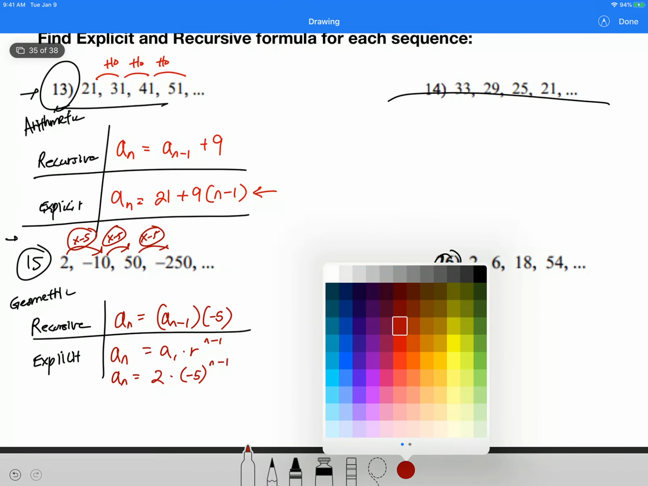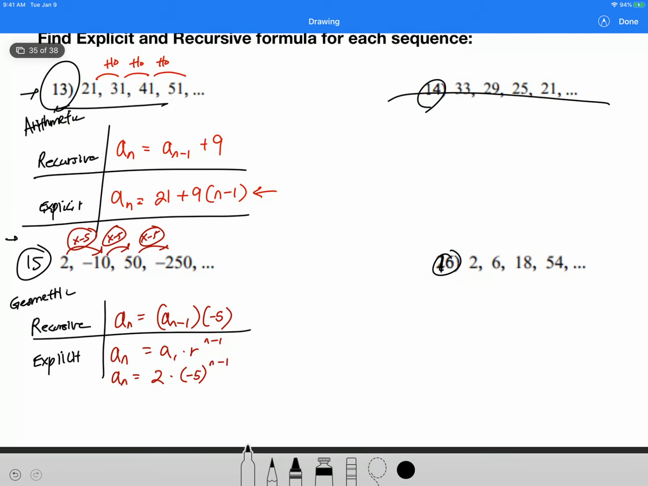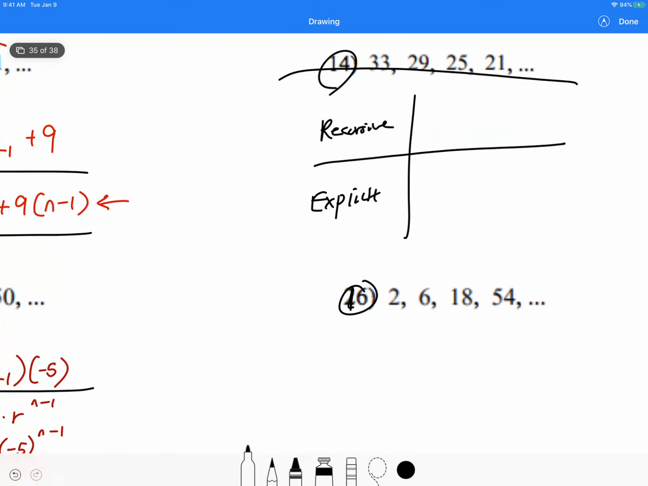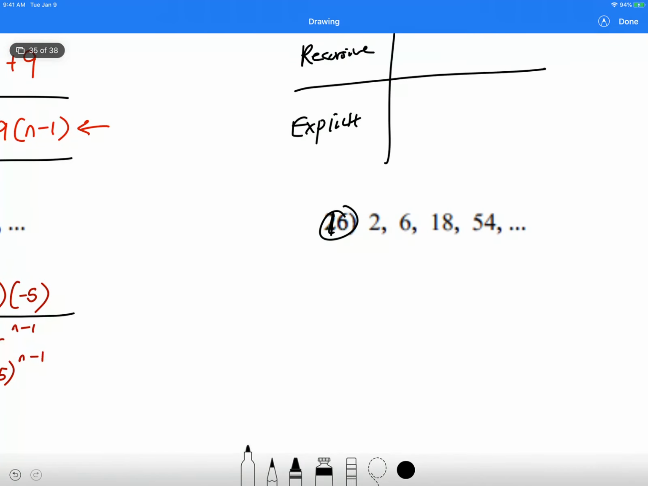Now I would like you to take some time to finish up 14 and 16 on your own. Make sure you write down the recursive formula and the explicit formula for both of these sequences. Once you're done, play the video again and verify the answer with me.